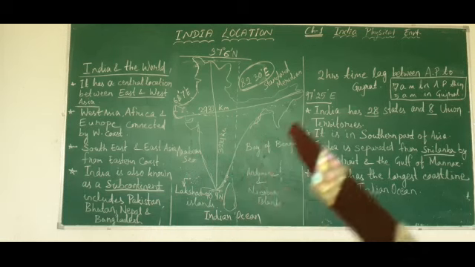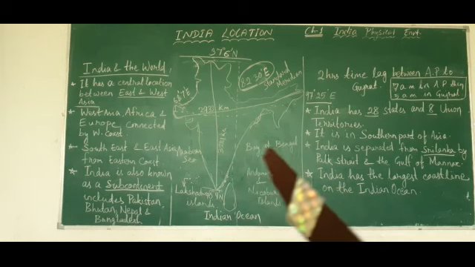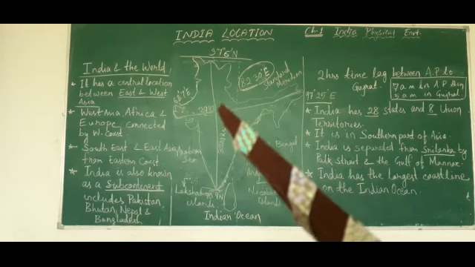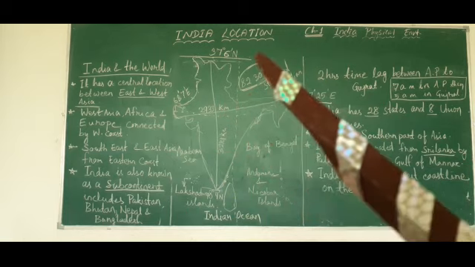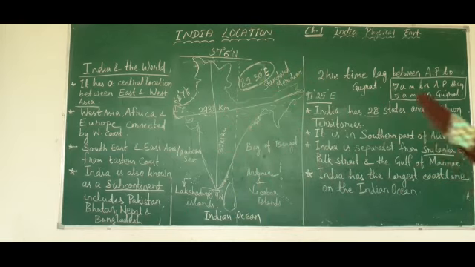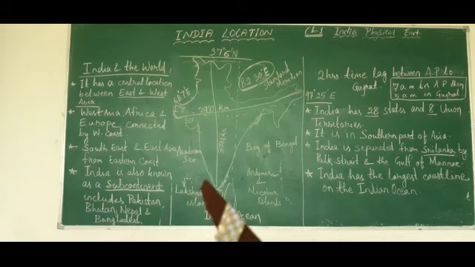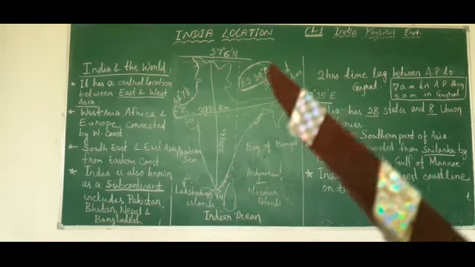Okay, as you know already, the Indian Ocean is the largest, and India has its name from the Indian Ocean. I hope you all got the important points of India's location and size. It has 28 states and 8 union territories. It is in the southern part of Asia. Okay, my dears, thank you.